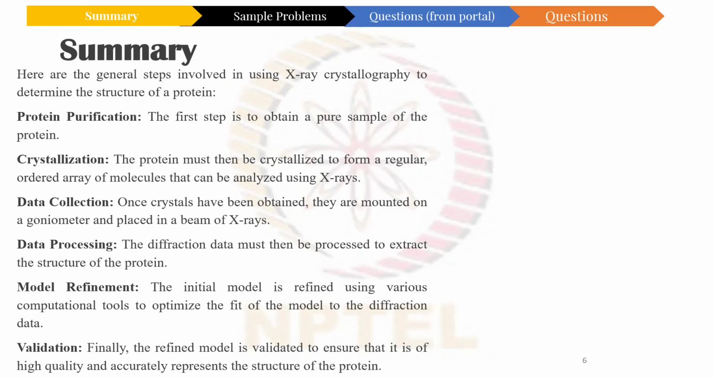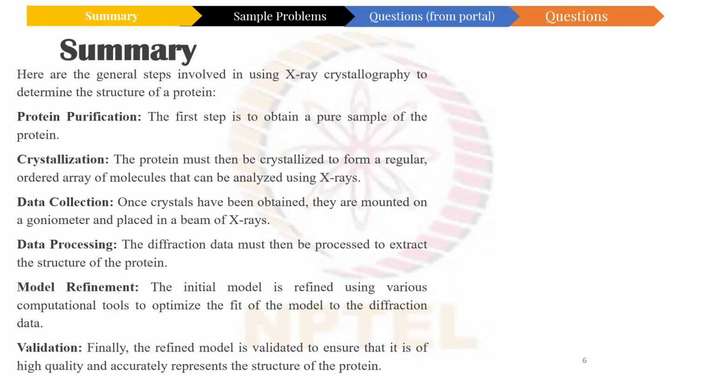Next is the model refinement. The initial model is refined using various computational tools to optimize the fit of the model to the diffraction data. This involves adjusting the position of atoms in the model to minimize the difference between the calculated and observed diffraction patterns.